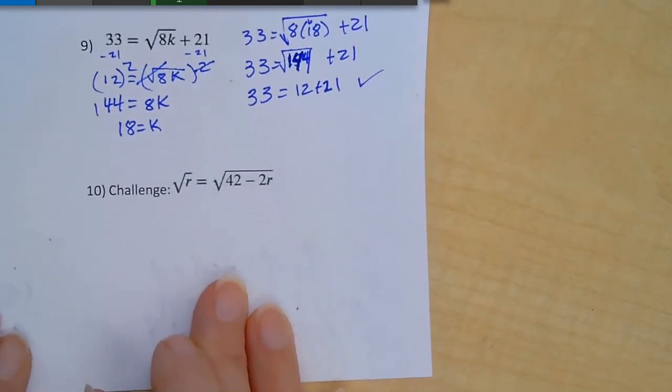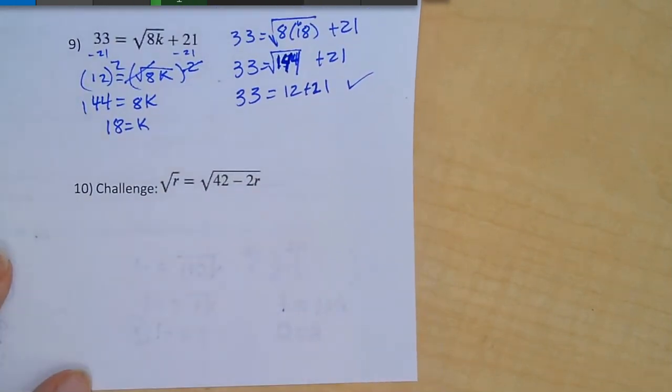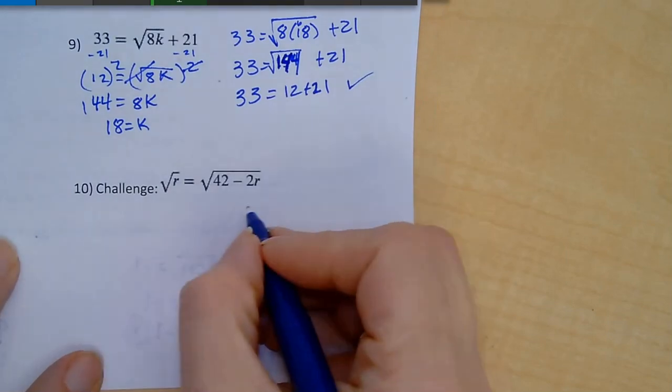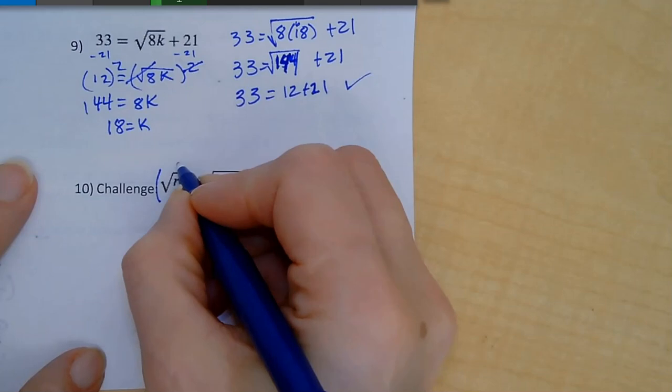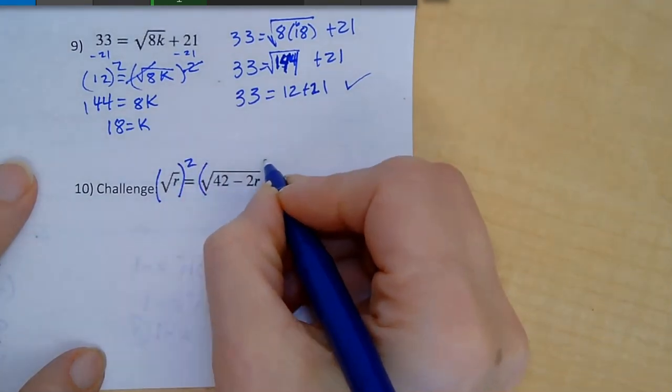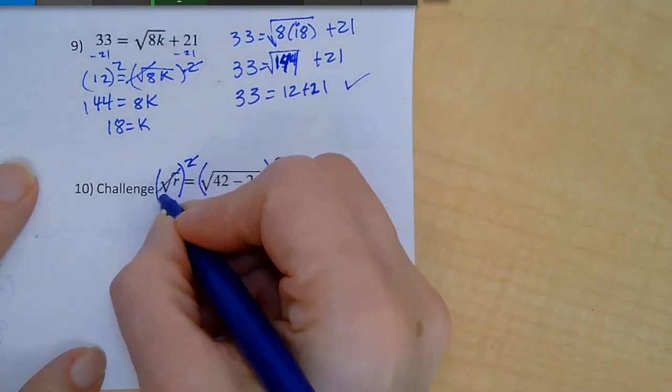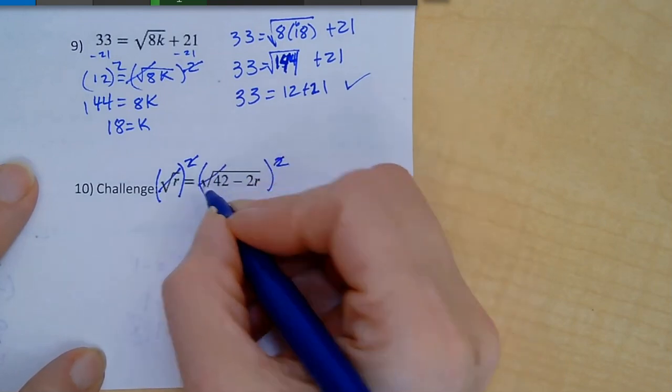Okay, down here in the challenge, we're going to isolate our radicals, but I have a radical on each side. So I know how to get rid of a radical, right? I'm going to square each side. Let's see what happens here. Square undoes the square root. Square undoes the square root.